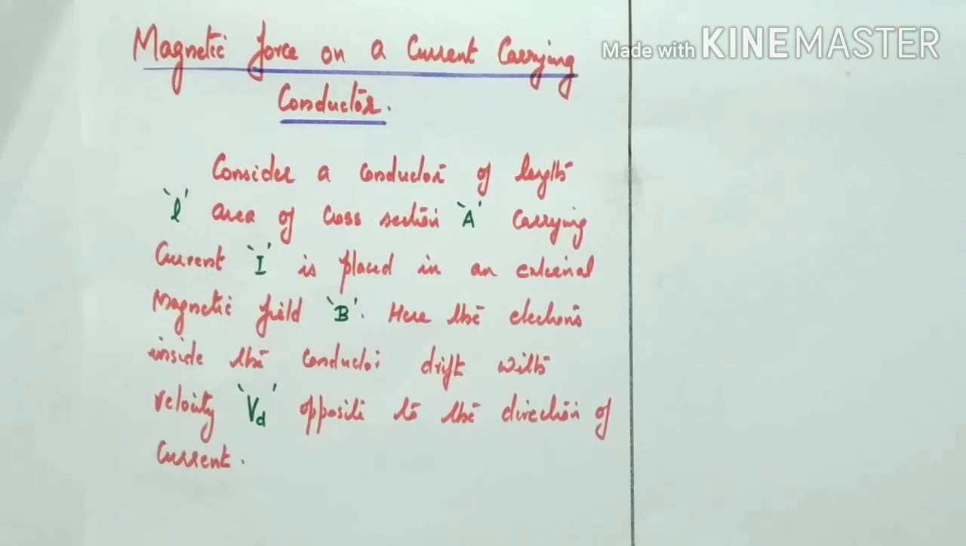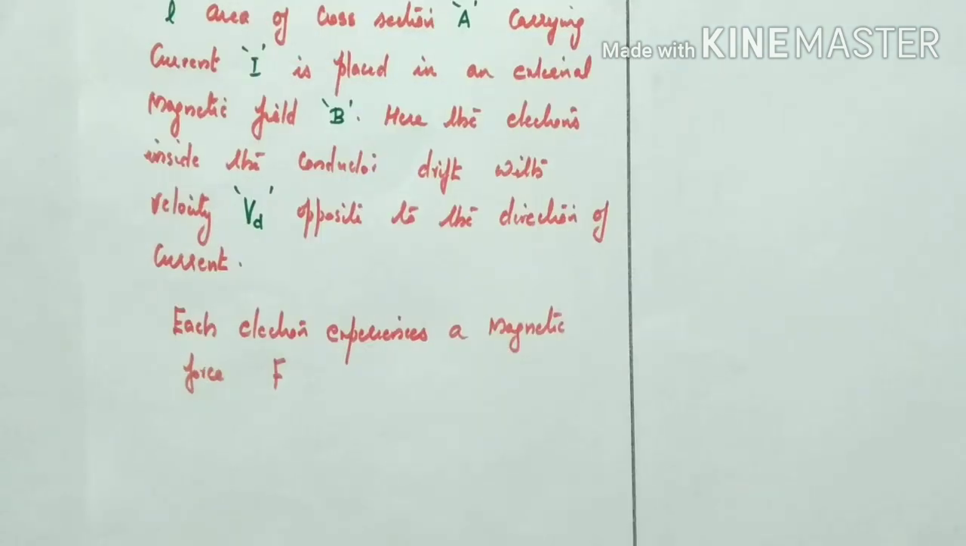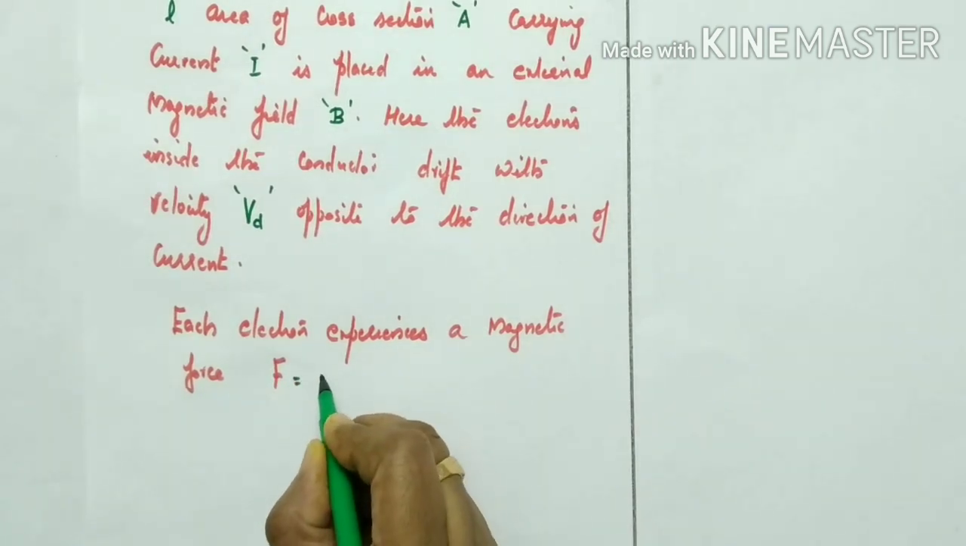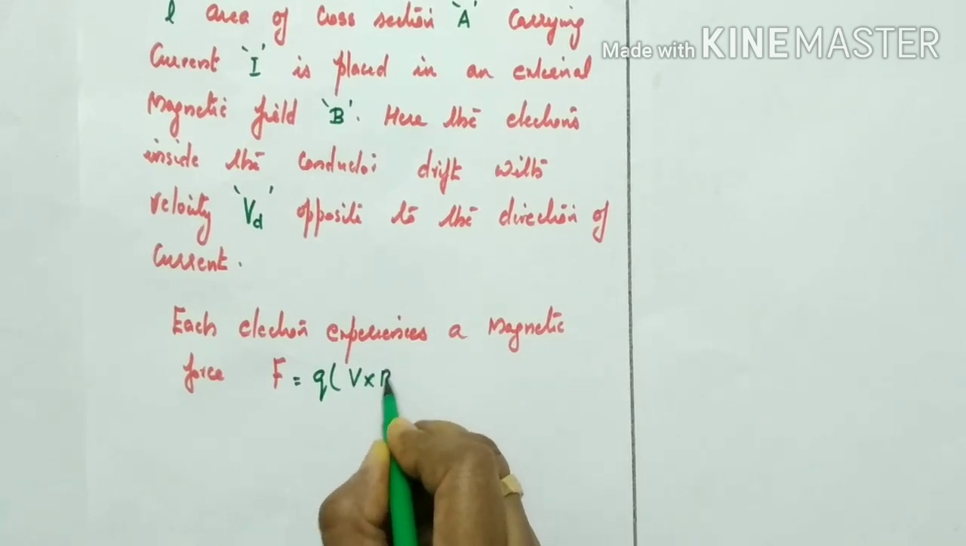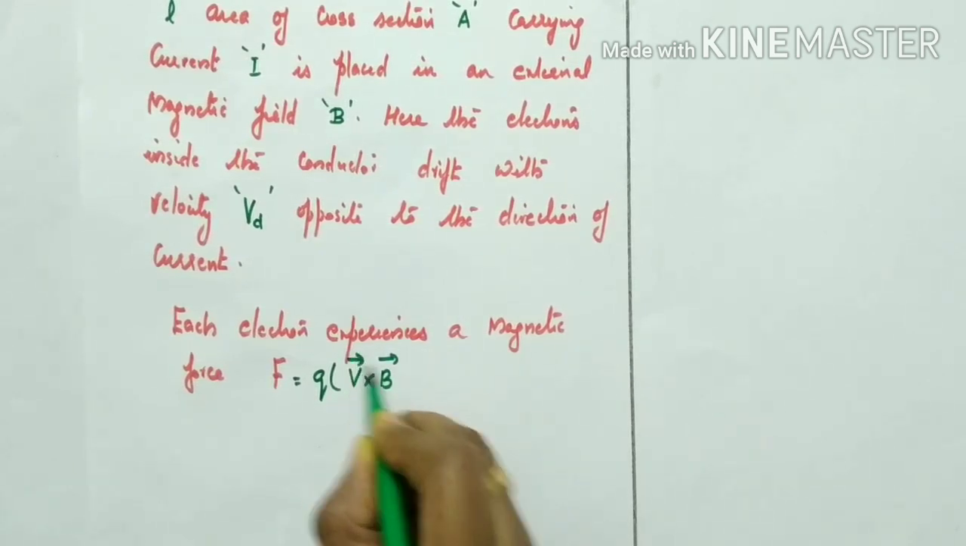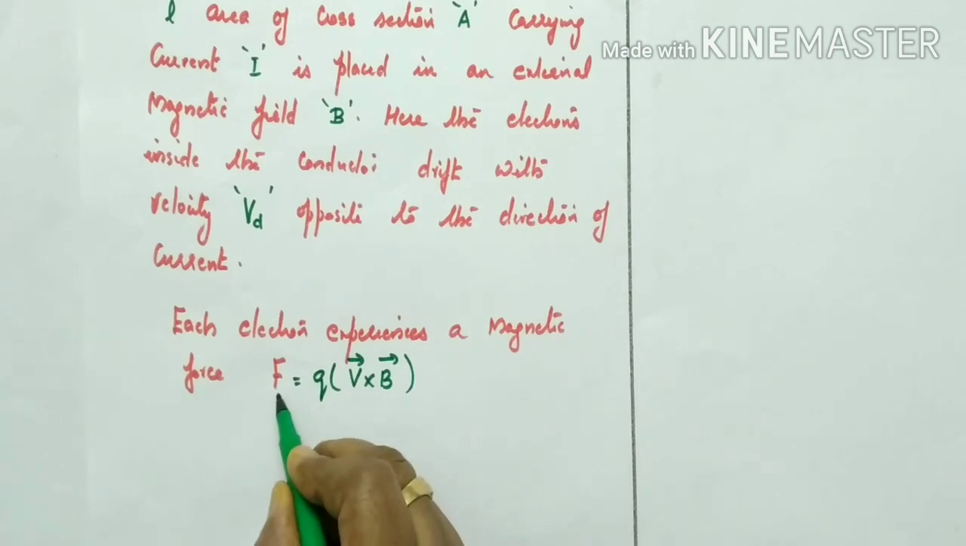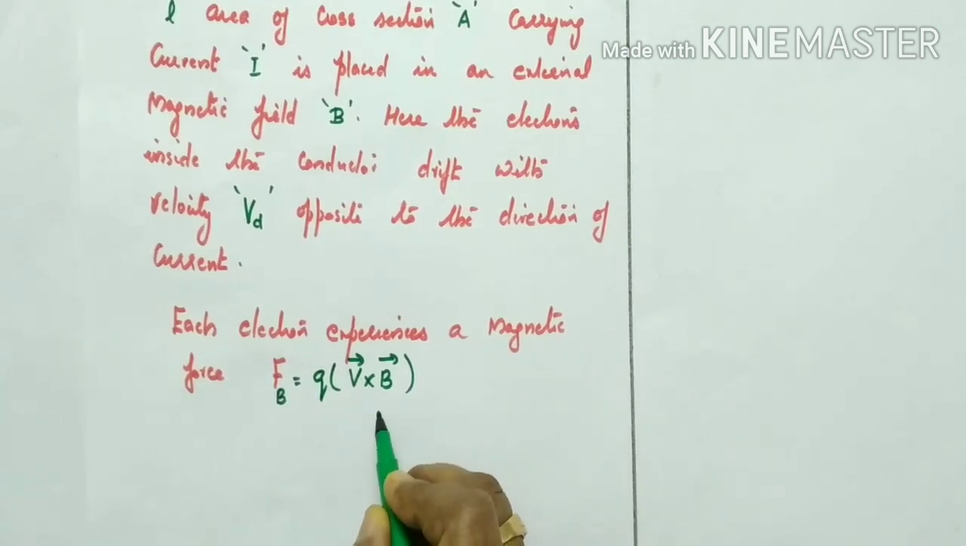Okay children, magnetic force on a current carrying conductor. For this, consider a conductor of length L, area of cross section A, carrying current I, placed in an external magnetic field B. Here the electrons inside the conductor drift with velocity Vd, which is opposite to the direction of current. Each electron experiences a magnetic force. We know Lorentz magnetic force is given by F equals Q into V cross B, isn't it? So each electron experiences a magnetic force Fb equals Q into V cross B.